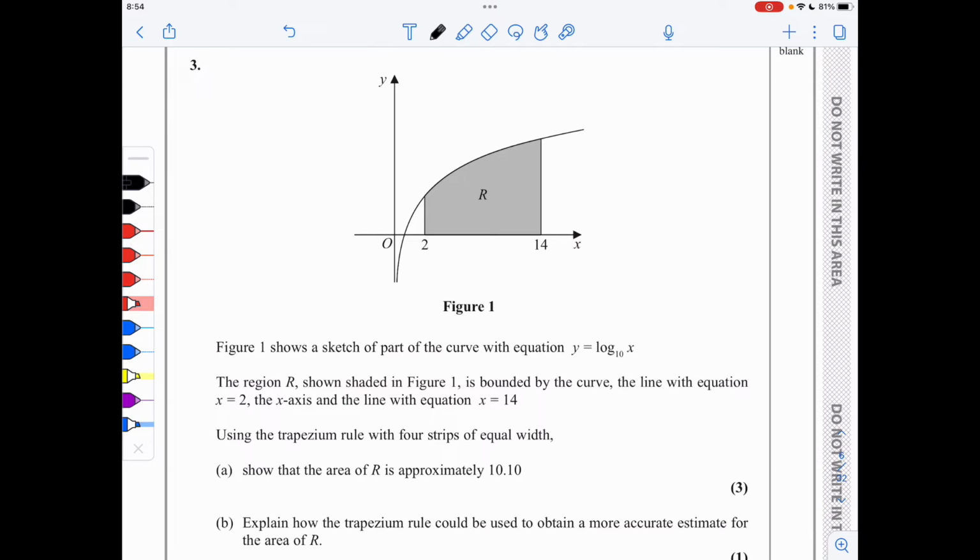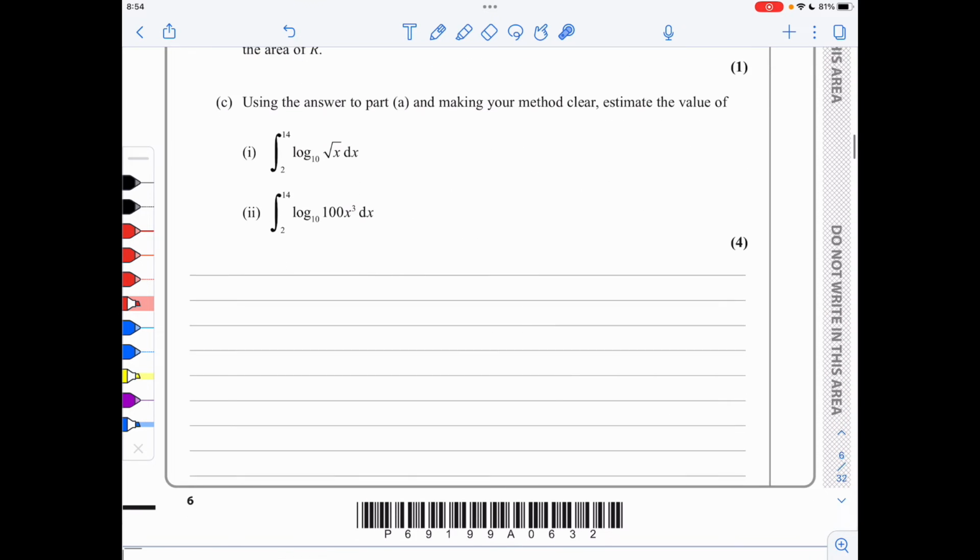In question 3, we've been given the graph of log x base 10, and we need to use the trapezium rule, it says, with 4 strips of equal width in order to show that the shaded area R is approximately 10.10. So I will actually start by creating a table that goes for x from 2 up to 14.